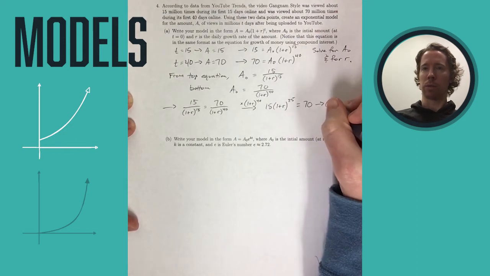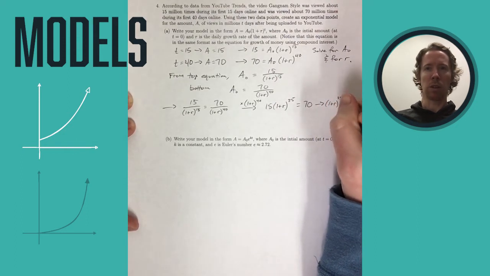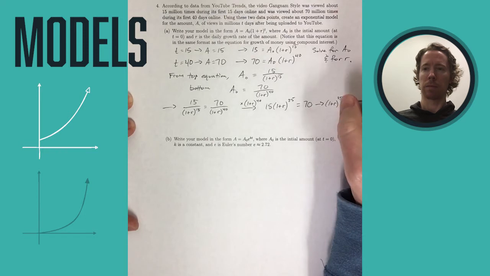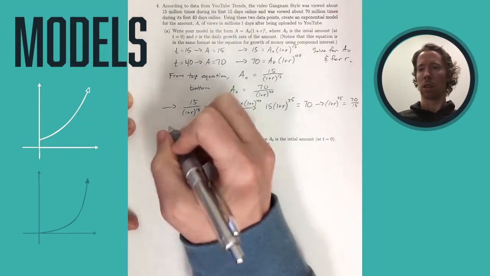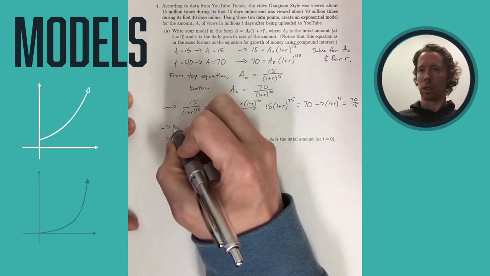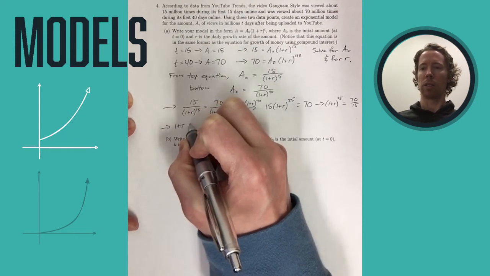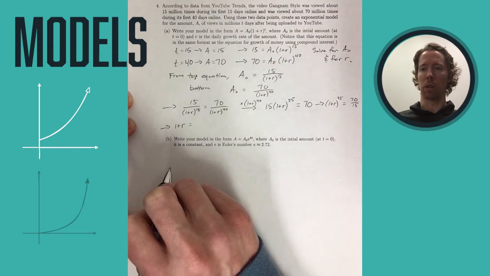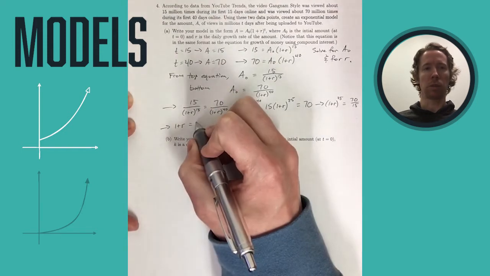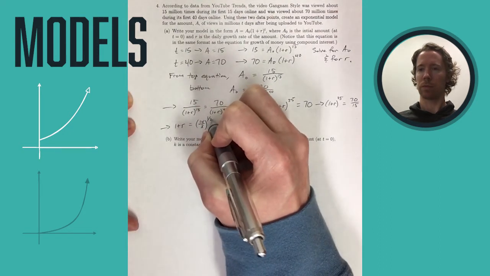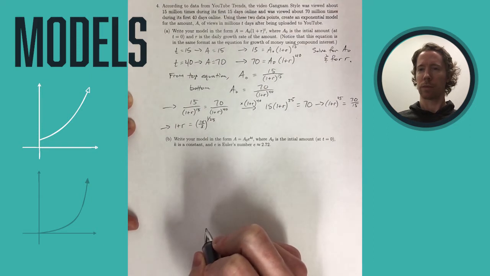Now I know how to get rid of that 25th power. You just raise both sides to the 1 over 25. First, I'll divide both sides by 15 to clean it up a little bit. Then when I take the 25th root, I just get 1 plus r on the left. On the right, after I reduce that fraction, it's 14 over 3. So I get 14 over 3 to the 1 over 25 power. And then I can just subtract 1 to get r.